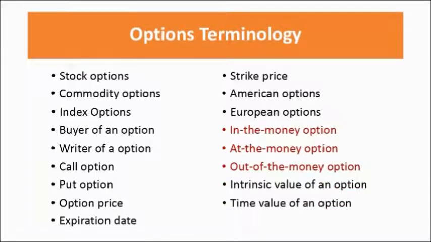In the previous video, we saw what is stock options, commodity options, index options, buyer of an option, writer of an option, call option, put option, option price, expiration date, strike price, American options, European options. Now in this video, we are going to see three more terminologies: in the money option, at the money option, out of the money option. In the next video, we are going to see what is intrinsic value of an option and time value of an option.